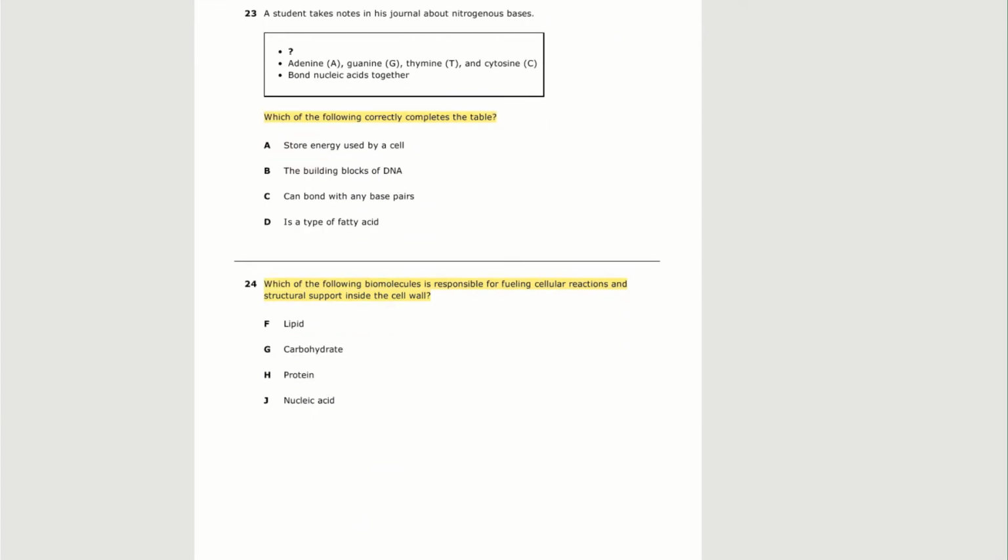Next. Which of the following correctly completes the table? Adenine, guanine, thymine, and cytosine bond nucleic acids together. So, yeah, A goes with T, G goes with C. What are these? These are bases, right? Nucleotide bases. Okay, so then what are the answers?